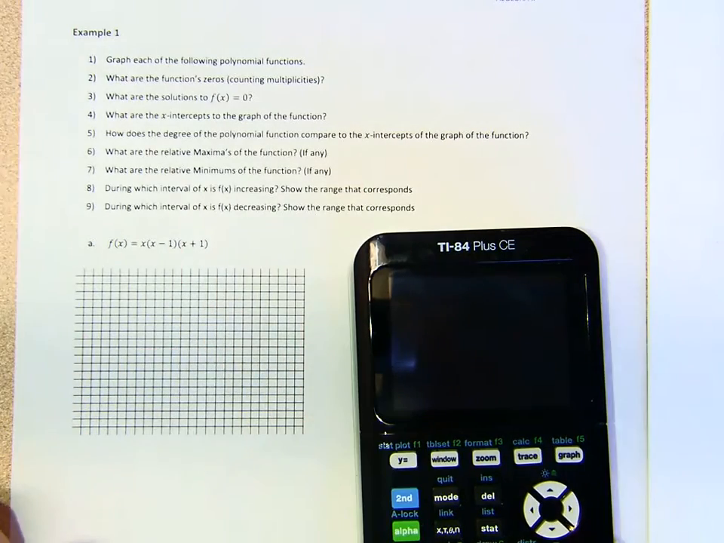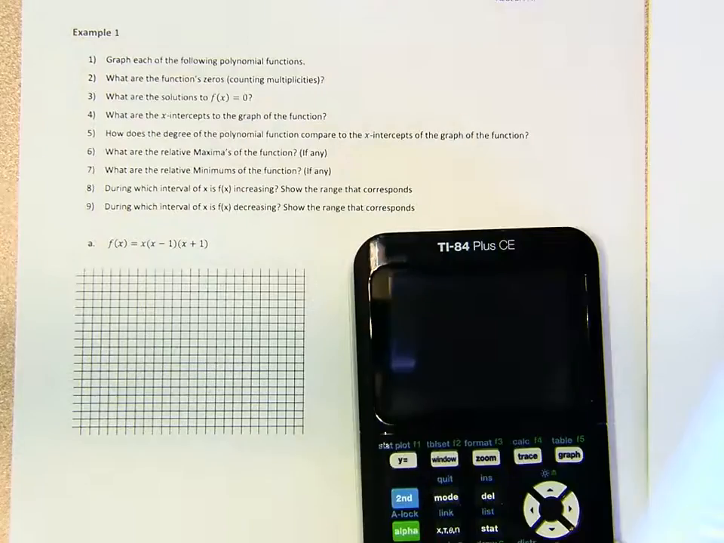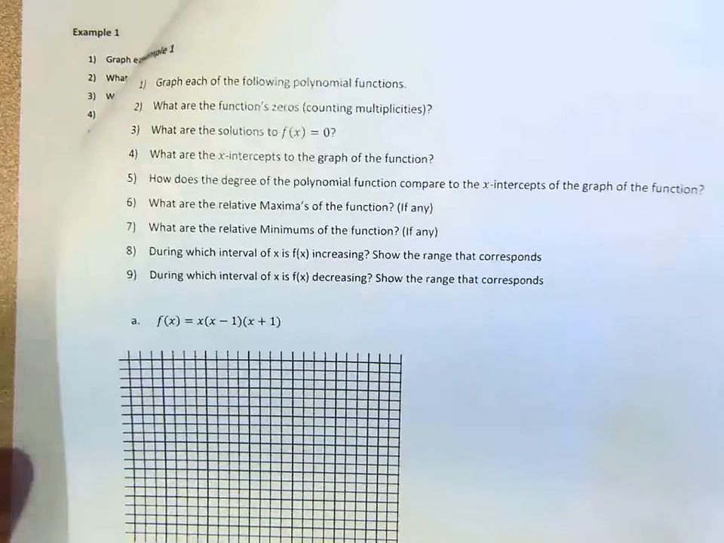So this is going to be part 3. The first part we had was lesson 14, and the first page looked something like this with the roller coaster, and we did all that. Your next page, this was part 2 over here, and part 3 will look just like this, okay?